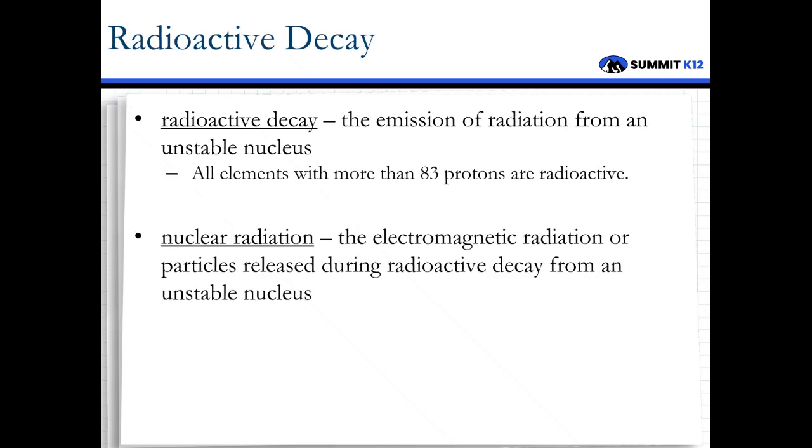So, radioactive decay is the emission of radiation from an unstable nucleus. All elements with more than 83 protons are radioactive. Nuclear radiation is the electromagnetic radiation or particles released during radioactive decay from an unstable nucleus. And we've got a couple of different types of nuclear radiation. We've got alpha, beta, and gamma, and we're going to dive more into that here in a second.